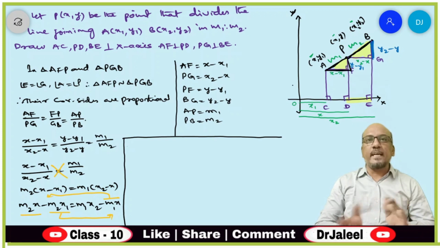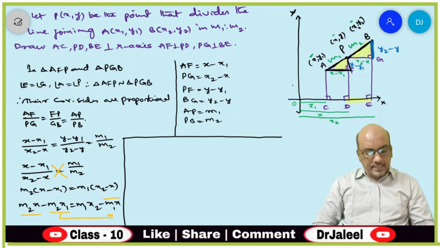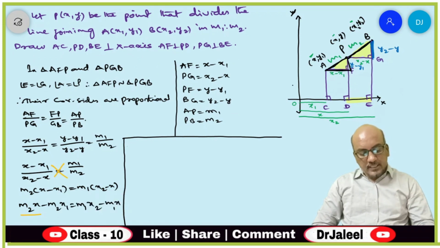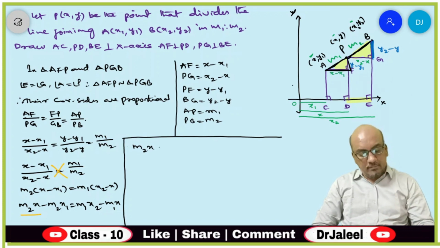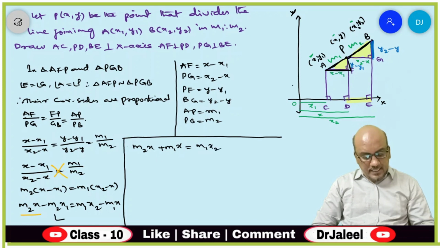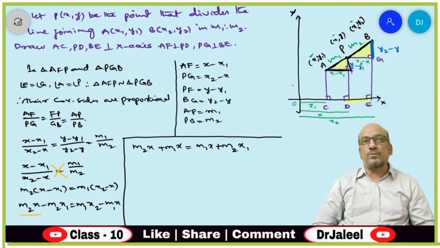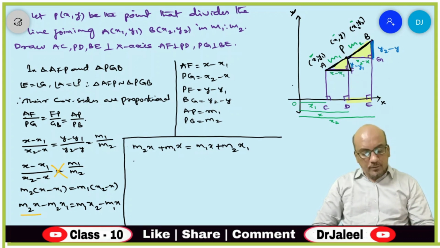I hope you are understanding. I am exchanging the terms. So what will you get then? On the left side, m2x is there, keep it as it is. This m1x you bring to the left side, minus m1x will become plus m1x, is equal to, on the right side, already m1x2 is there, and now you send this to that side. What is that? Minus m2x1 will become plus m2x1 when you bring it from left to right. So now we will take x common.